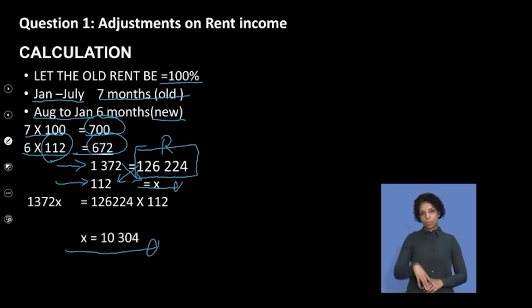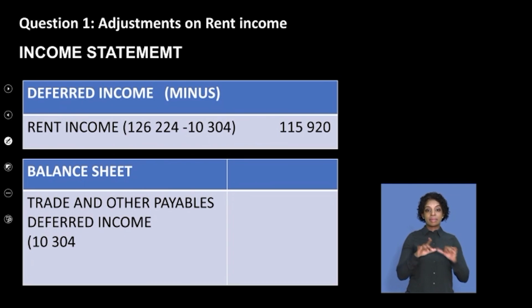Okay? Once I've done that, I now calculate my x to be 10,304 rand. What is that figure? That is my income that I've received in advance. So what I've done, I've calculated it and we move on.